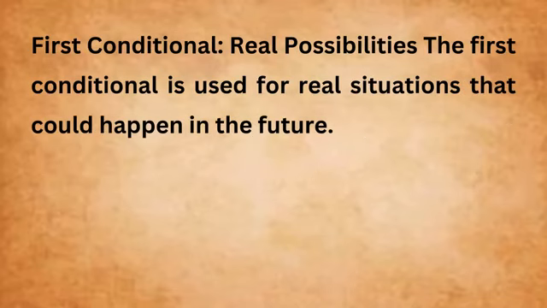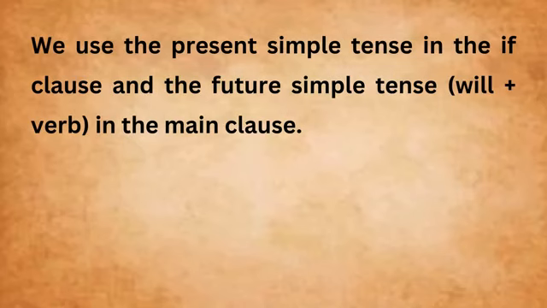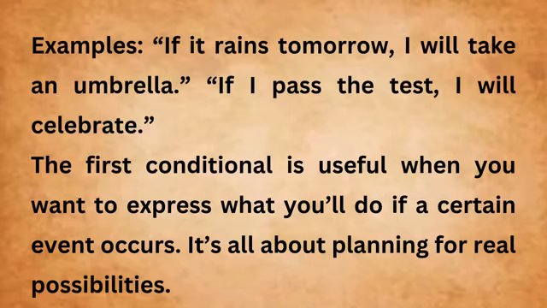First conditional. Real possibilities. The first conditional is used for real situations that could happen in the future. We use the present simple tense in the if clause and the future simple tense, will plus verb, in the main clause. Examples. If it rains tomorrow, I will take an umbrella. If I pass the test, I will celebrate. The first conditional is useful when you want to express what you'll do if a certain event occurs. It's all about planning for real possibilities.